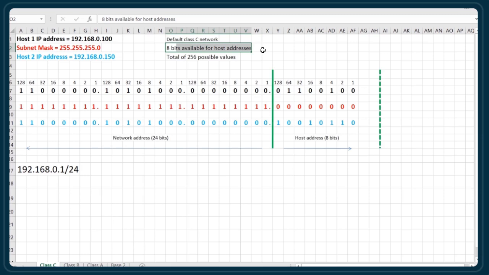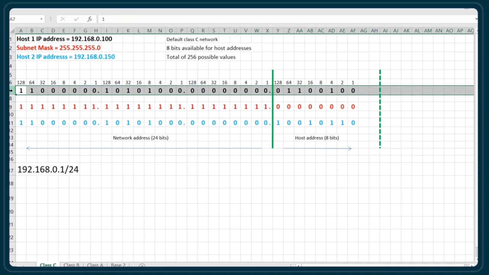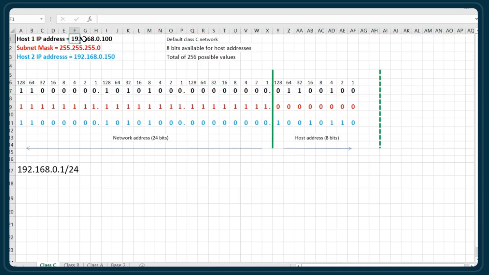Recall from our binary conversions or our exponents that 2 to the power of 8 gives you a total of 256 possible values. Now, all of that said, the address as we know it is 192.168.0.100. But as you can see here on row 7, I have nothing but ones and zeros. This is how TCP/IP sees your address, binary values. So the first thing to cover is how you get these, what we call decimal values of 192, 168, 0 and 100, out of ones and zeros.